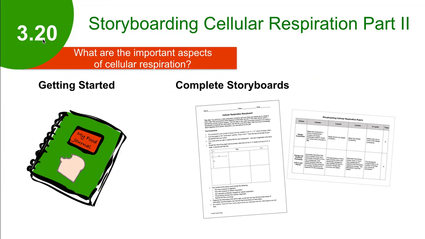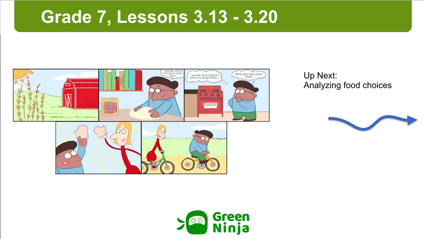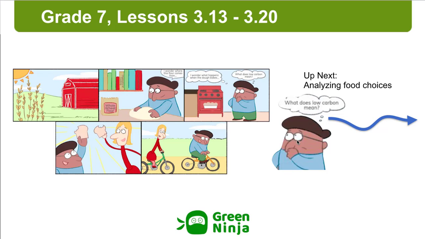In Lesson 3.20, we again check in to make sure students are up to date with their food journal before spending the rest of the class period on the cellular respiration storyboard. If students finish early, they can share their storyboards with others who are finished. And if they aren't yet done, they'll have to finish it up as homework. Now that we've seen what our body does to nutrients in food, it's time to step back and think about our food choices.